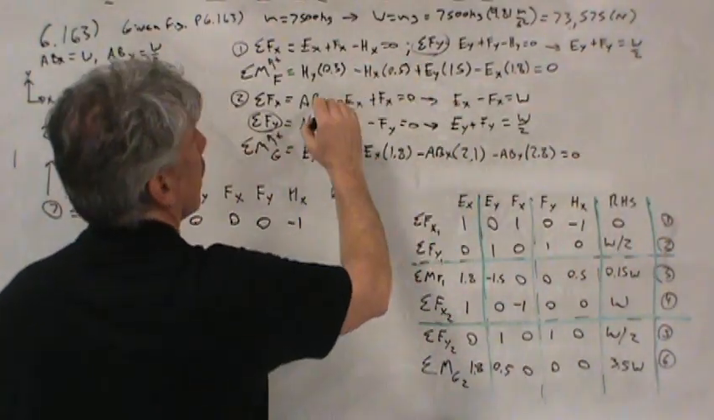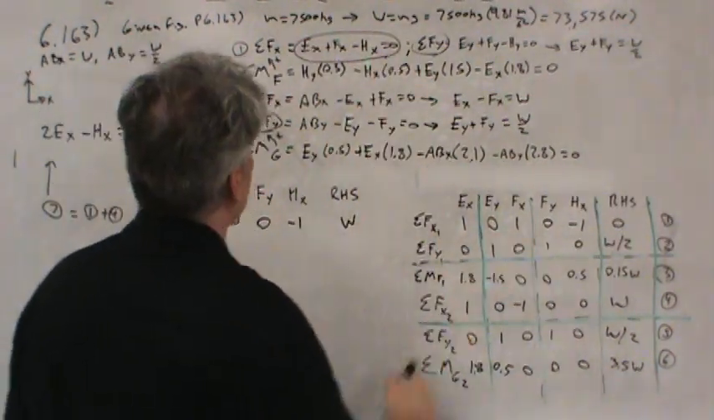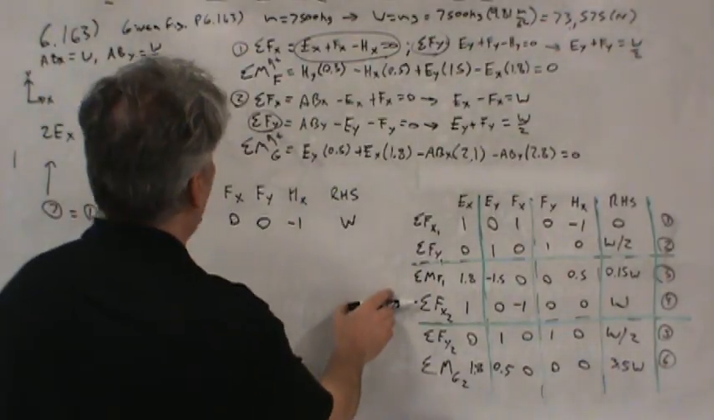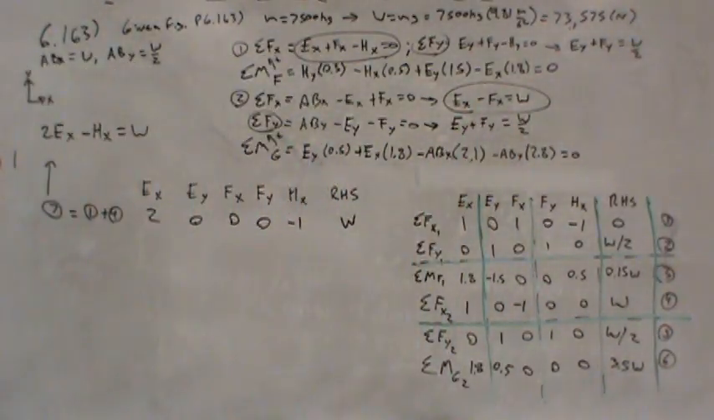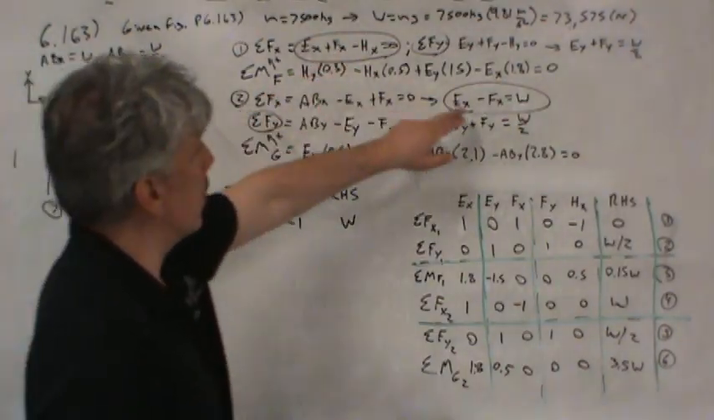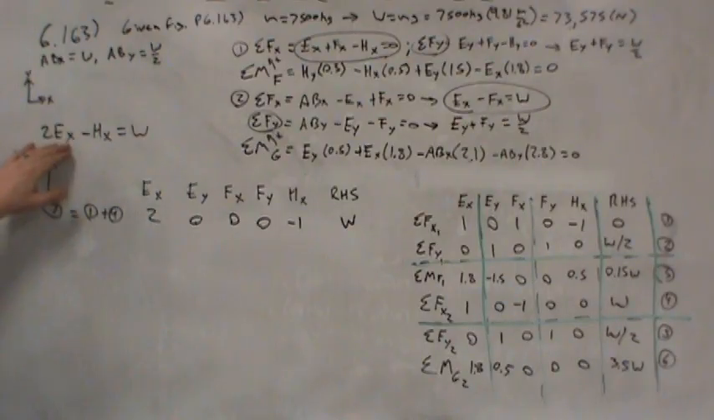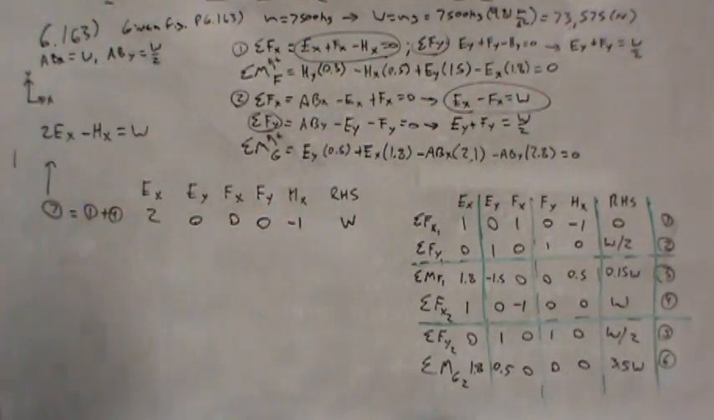Here it is. Take this equation that involves 3 unknowns and add it to equation 4, which is the sum of forces in the horizontal direction for body 2. Look, FX will go away. That's exactly what happened. FX went away, and I get 2 EXs minus HX equals the weight W. But I'm going to leave it in this form. Why would I do that?